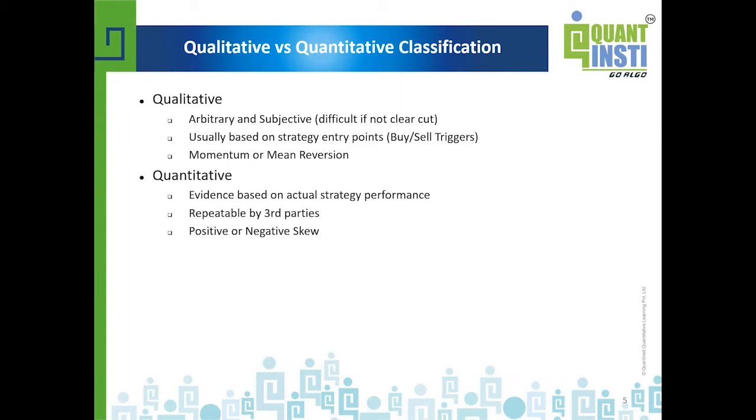Qualitative versus quantitative classification. Most of the books and texts that you see are definitely of the qualitative type of classification. It's arbitrary and subjective, if you didn't get that originally. Normally this is based on the strategy's entry points, or whatever those buy or sell triggers are. The two categories they usually put them in are momentum or mean reversion. But this can be difficult, and if one person classifies it one way, and the strategy has mixes of mean reversion characteristics or momentum characteristics, it might be hard to say which camp it is actually in.